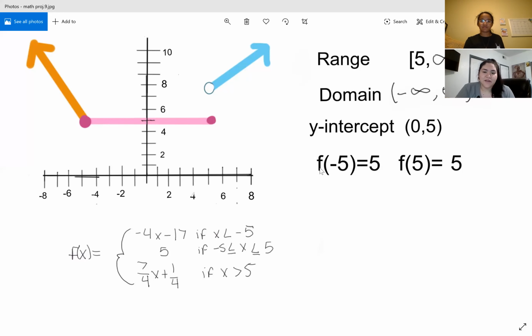Okay, and lastly, f of -5 is equal to 5, and f of 5 is equal to 5, because as you could see on the graph, those are two endpoints of the pink function we graphed.